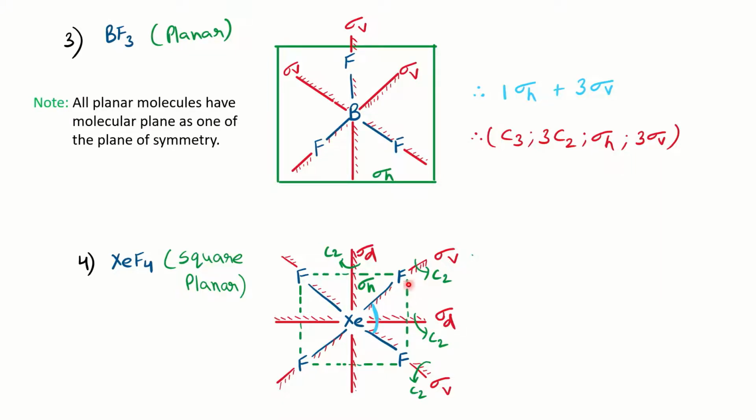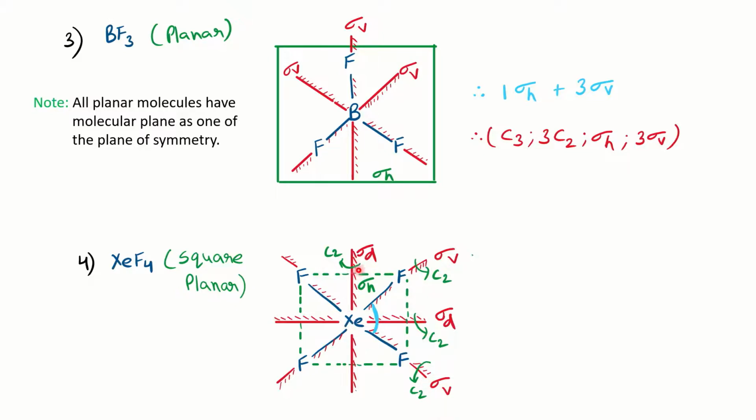Now how to distinguish between sigma V and sigma D, I'll tell you a trick. You can notice here that you have a plane which is passing through 1 xenon and 2 fluorine. So the maximum number of atoms are there, 3 atoms, and it contains the C2 axis of rotation also. So this is represented by sigma V. Similarly, on the other side you also have one, so 2 sigma V are there.